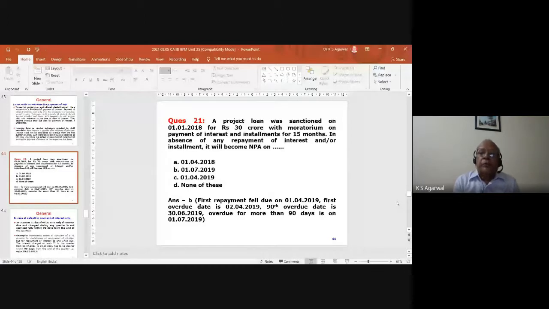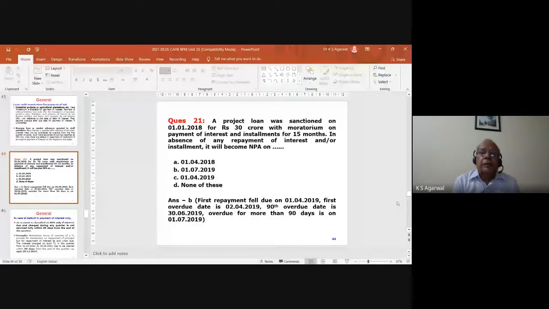There was moratorium for 15 months, means full 2018 and up to March 2019. This will be 31st March 2019. Moratorium is there. So first payment is due on 1st April 2019. First repayment fell due on 1st April 2019. So first overdue date is 2nd April 2019.